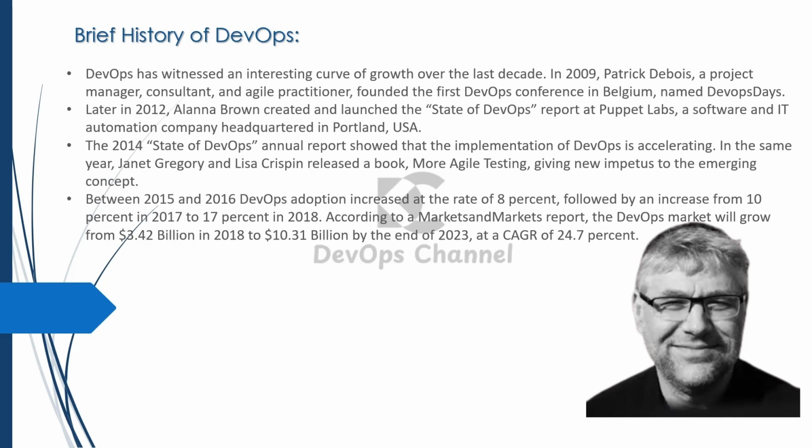According to the MarketsandMarkets report, the DevOps market will grow from $3.2 billion in 2018 to $10.31 billion by the end of 2023, at a CAGR of 24.7%. So DevOps is being adopted by many more companies nowadays.